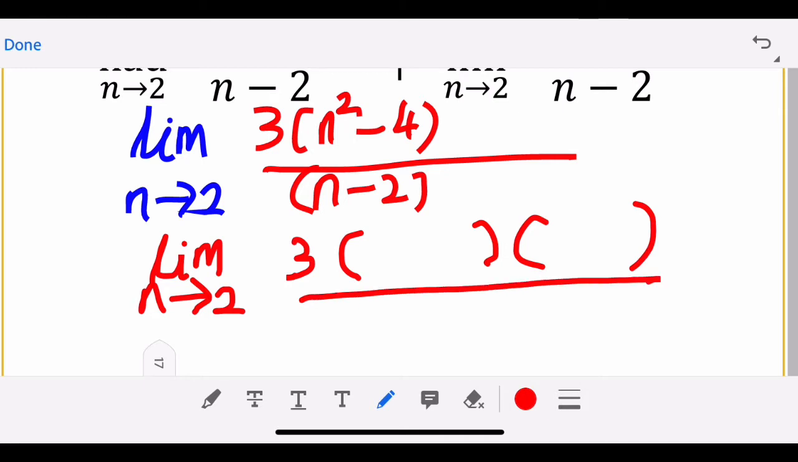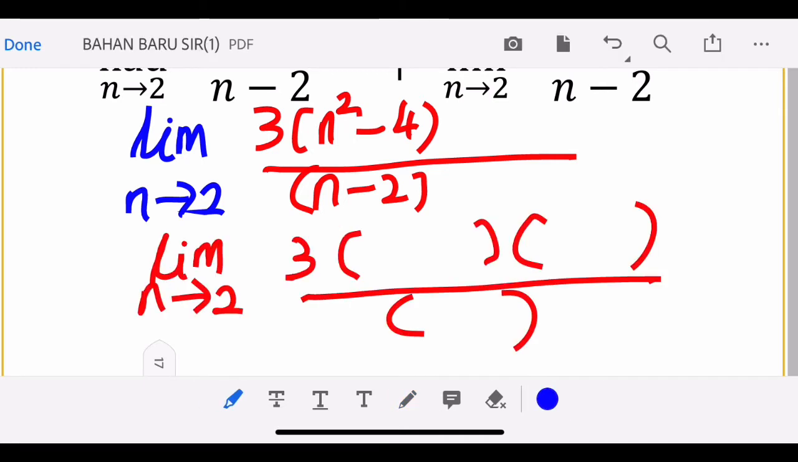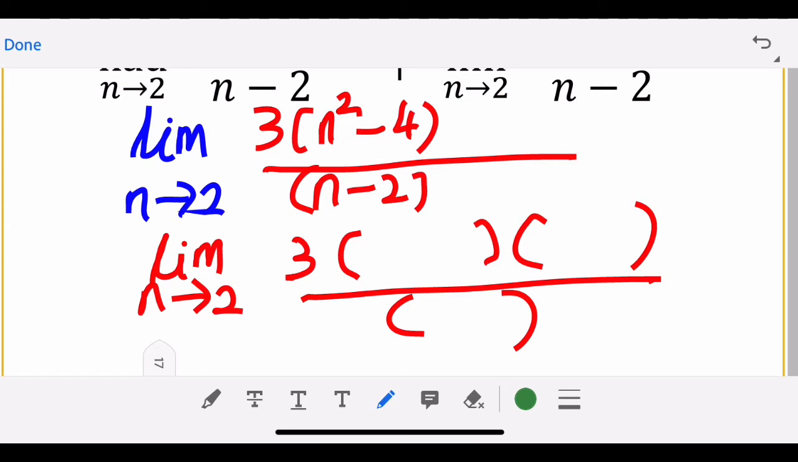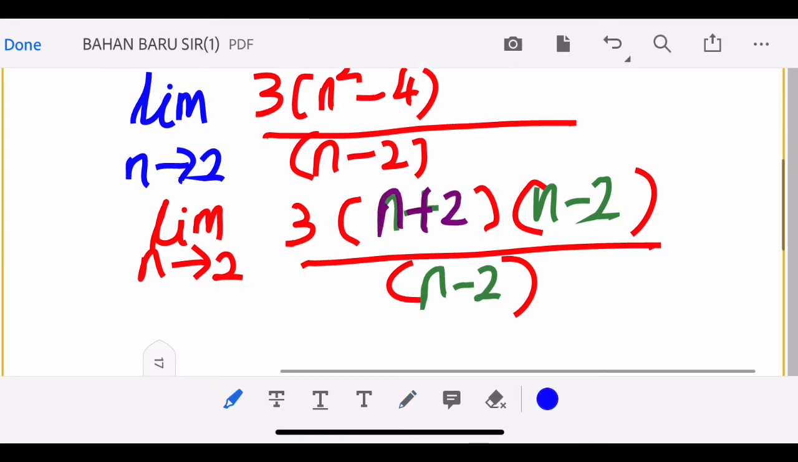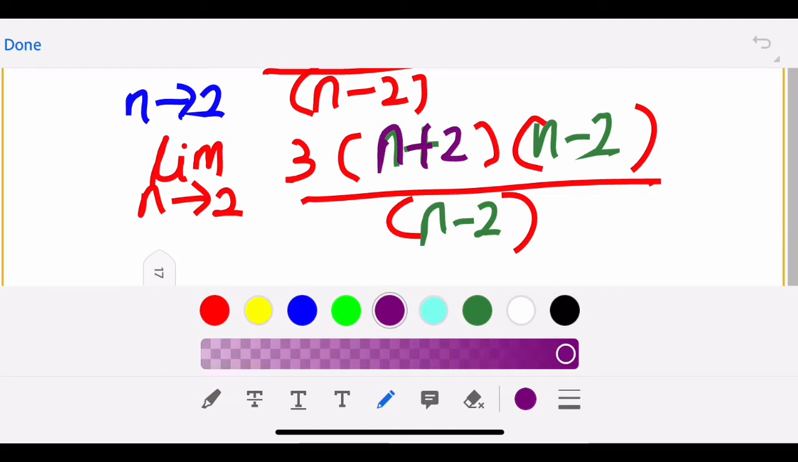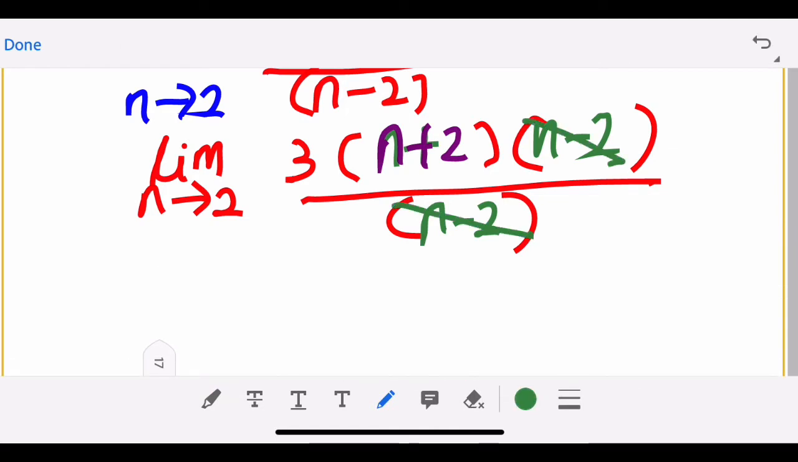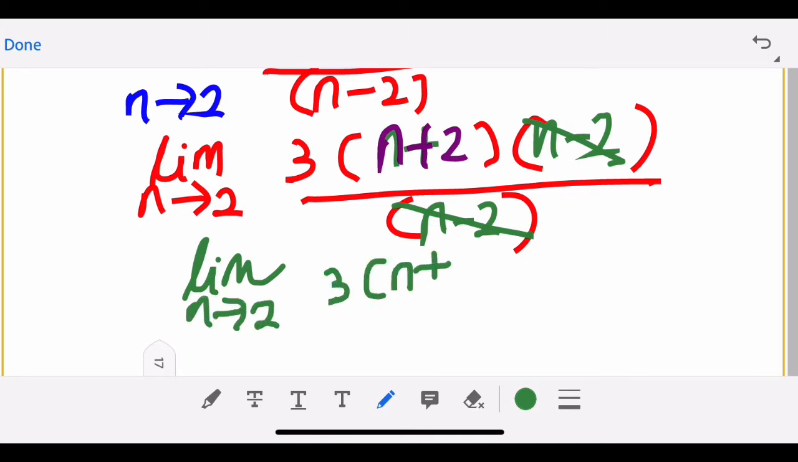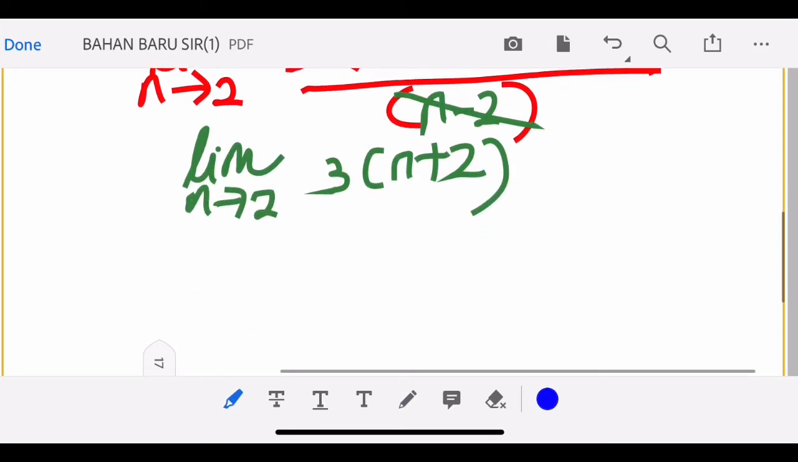So how you do is like this. You see your denominator is n minus 2, right? So I'm sure you want to cancel this one. So you can actually write n minus 2 on top. Then only you factorize. Remember, a squared minus b squared is a plus b, a minus b, right? So n squared minus 4 is n squared minus 2 squared. So it's n plus 2, n minus 2. So I cancel out the n minus 2. So finally, I will simplify the limit and approach to 3n plus 2.